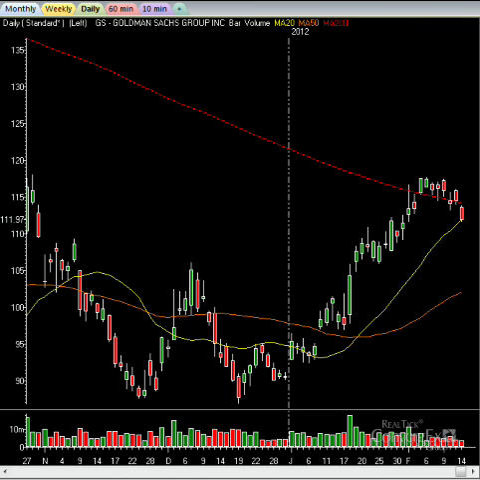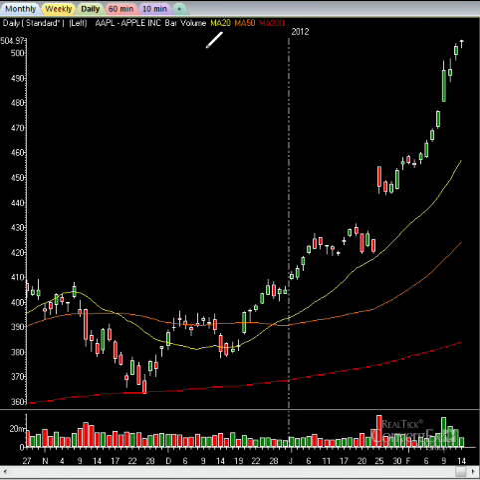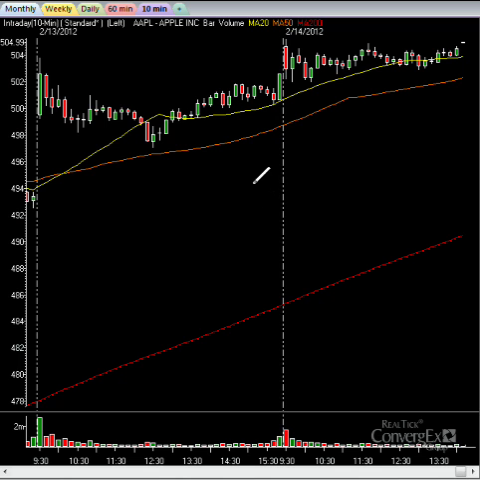Taking a look at Apple Computer, Apple continues to grind higher, nearing the highs of the day here at 505 and change. This is the daily chart of Apple. I am getting somewhat interested in shorting this chart, but again, it needs to go up a little bit higher for me to want to do that.